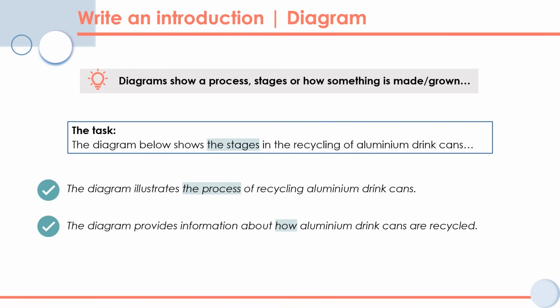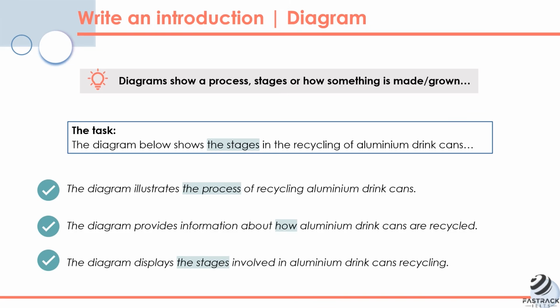The diagram provides information about how aluminium drink cans are recycled. You can even keep the word stages. The diagram displays the stages involved in aluminium drink cans recycling. You see, the paraphrasing is light. I keep the keywords aluminium, drink cans, and recycling. This is the way to make sure my language is precise.